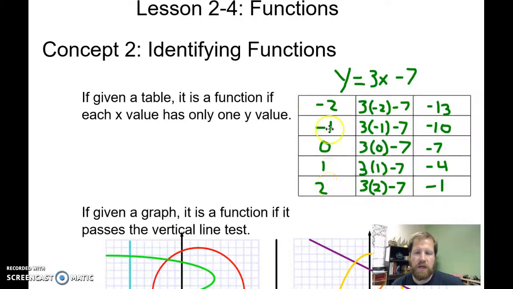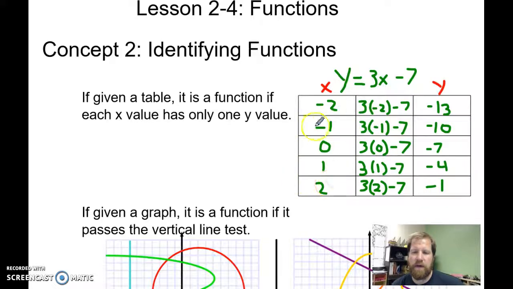But if you see an x value repeated, and it has a different y value from the other one, it's not a function. Okay, so if we go through and look at this, we have -2 for my x value, and my y value is -13. When x is -1, my y is -10. When x is 0, y is -7. When x is 1, y is -4. When x is 2, y is -1.